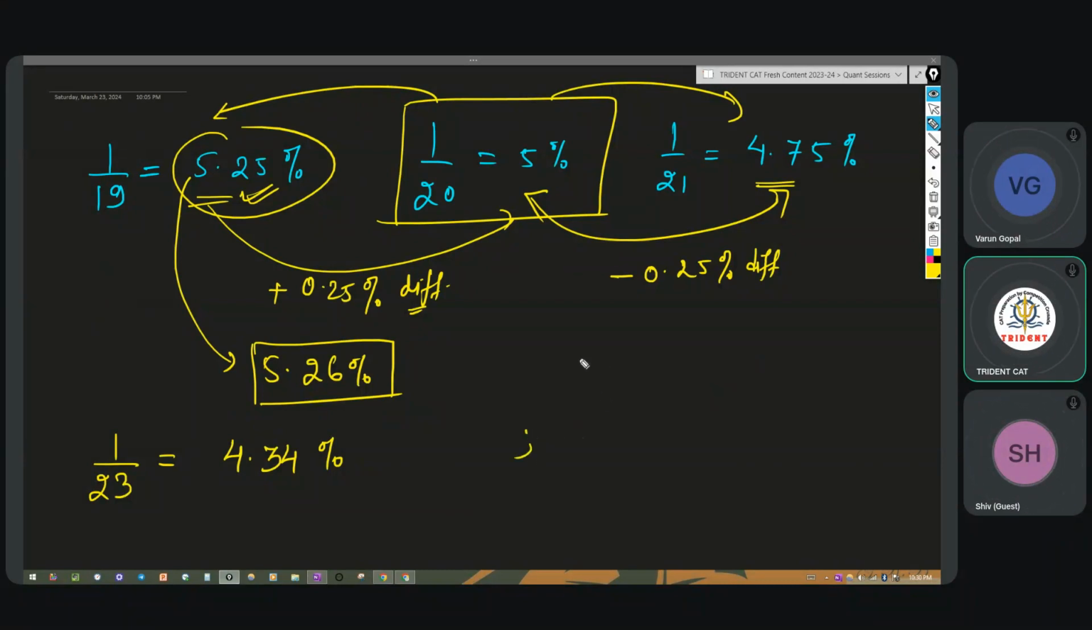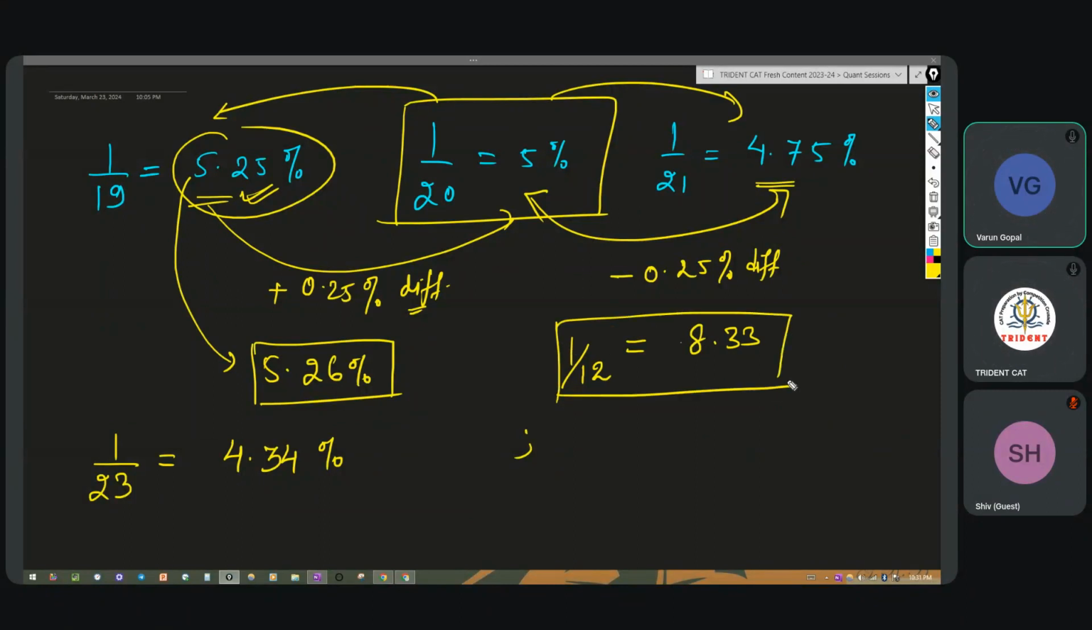That's 1 upon 12, which is 8.25. Varun, no, not 8.25. 8.33. Yes. This is the number I always have that comes to my tongue. 1 by 12 is 8.33, and somewhere I mistakenly said 8.25.